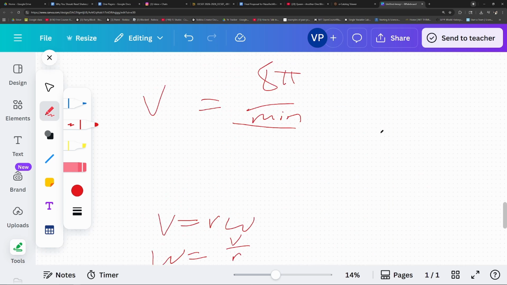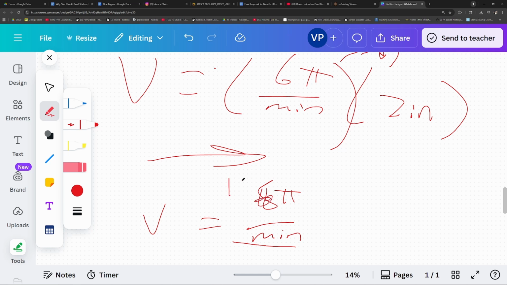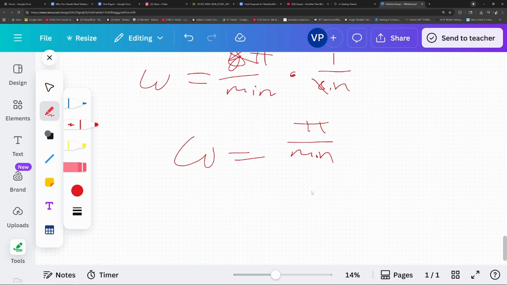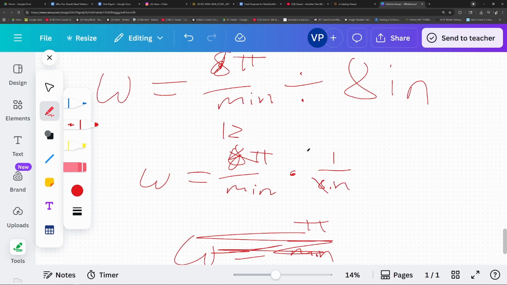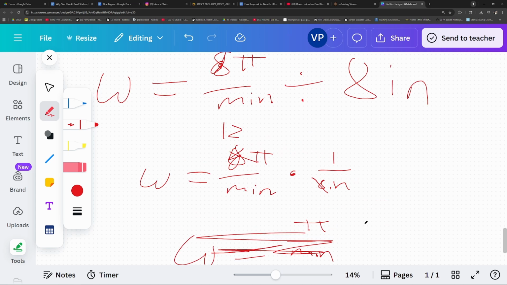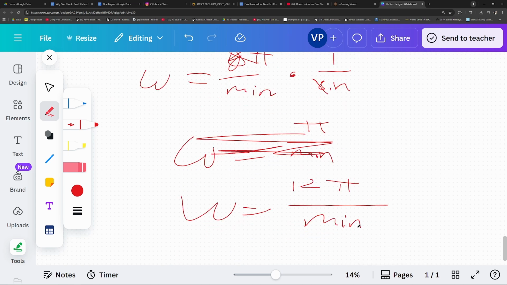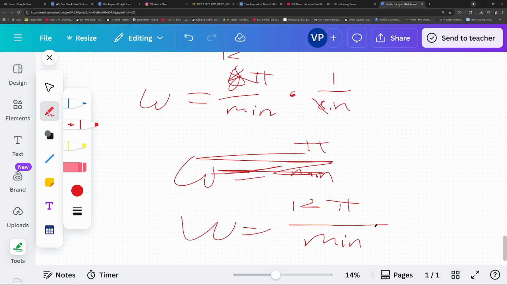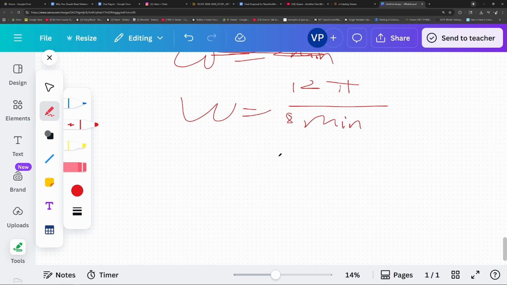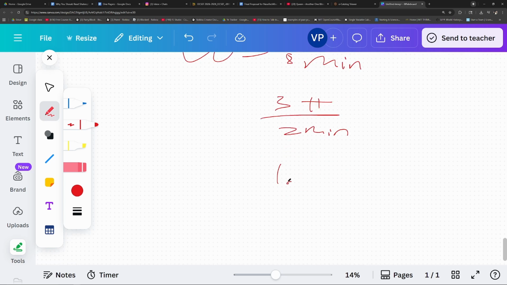Wait, did I mess up? Oh, this is actually 12 inches. Whoops. So omega equals 12 pi per minute divided by 8, and this simplifies into 3 over 2. That's 3 pi over 2 per minute, which also simplifies into 1.5 pi per minute.